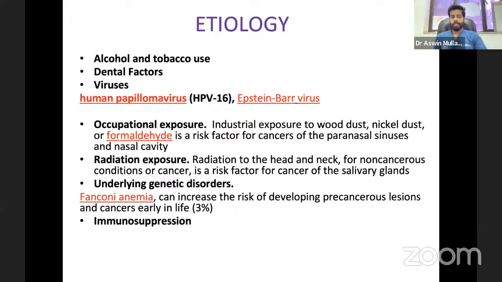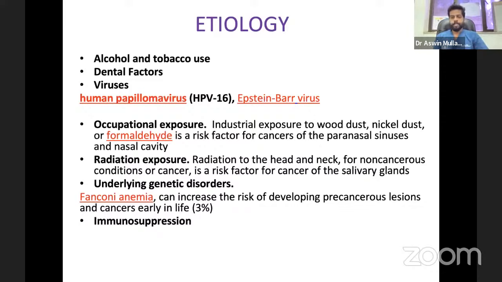Then viruses. The role of viruses, as I told in the introduction, like human papillomavirus. HPV type 16 has a significant role in oropharyngeal carcinoma, that means carcinoma of the base of tongue, tonsils, etc. How does oral HPV have a role? There is a classification and staging by the American Joint Committee on Cancer. Those things we'll explain in a later slide, but I'll give a brief outlook. HPV status is very important in our present scenario.